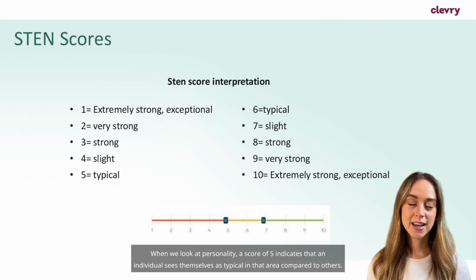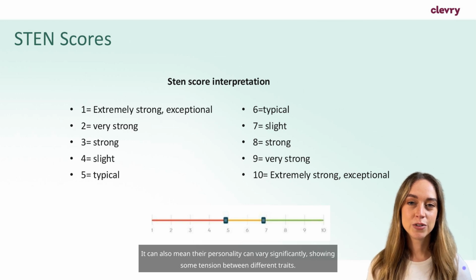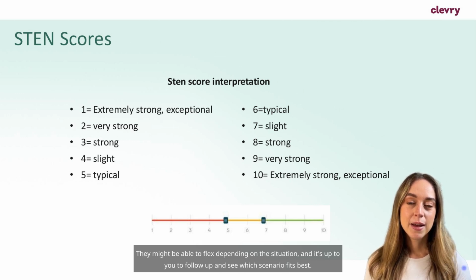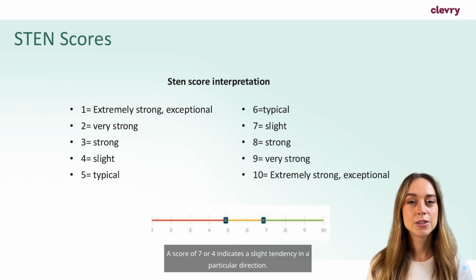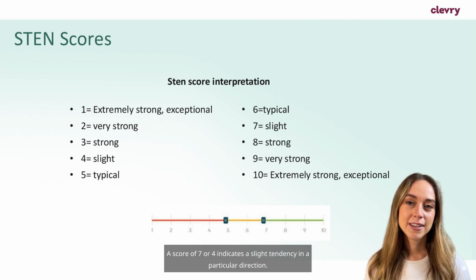When we look at personality, a score of 5 indicates that an individual sees themselves as typical in that area compared to others. It can also mean their personality can vary significantly, showing some tension between different traits. They might be able to flex depending on the situation, and it's up to you to follow up and see which scenario fits best. A score of 7 or 4 indicates a slight tendency in a particular direction.